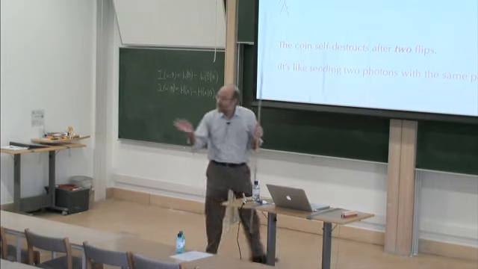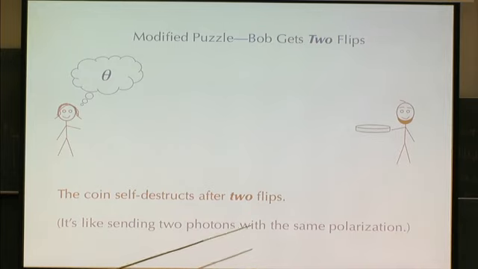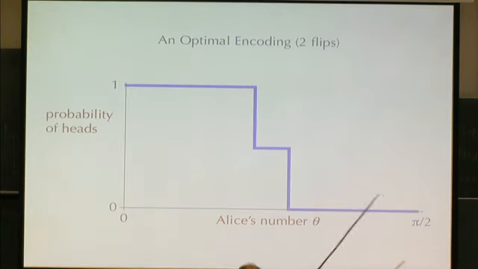Okay, now we're going to modify the problem. Now we have two flips. Bob gets two flips of the coin. Alice knows that Bob's going to get two flips of the coin. So the question is, what's the optimal encoding now? And here it is. Here is an optimal encoding.